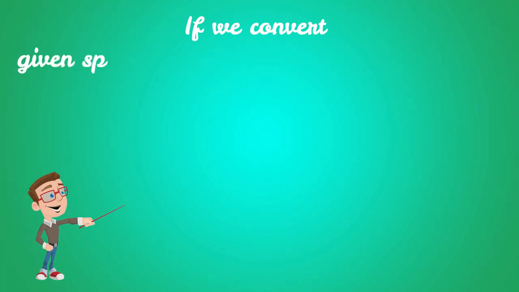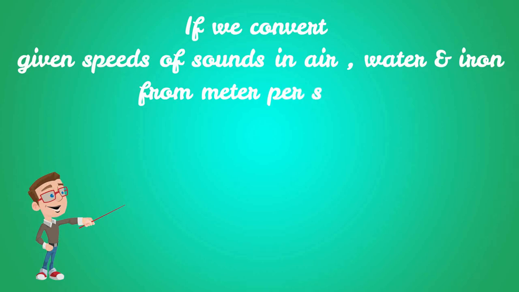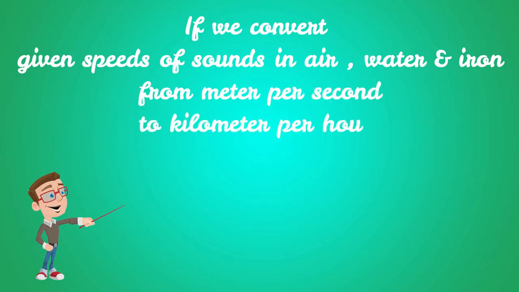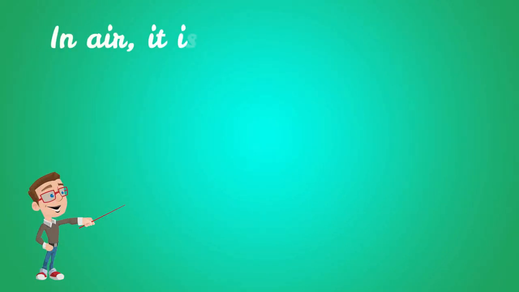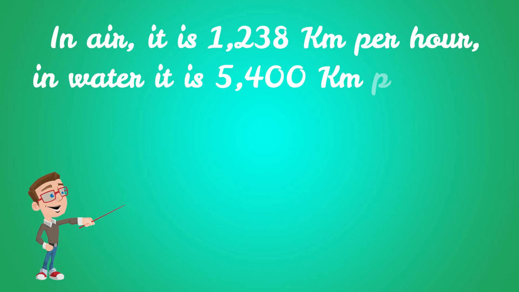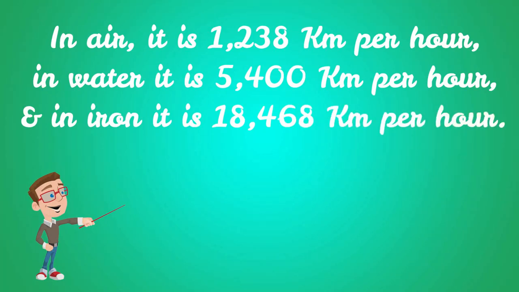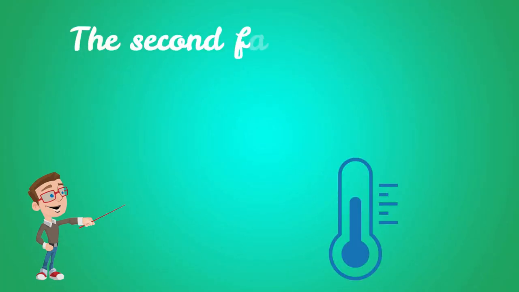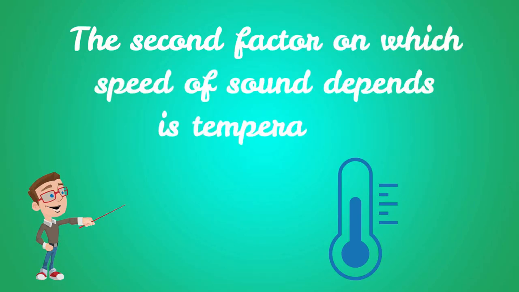If we convert the just given speeds of sound in air, water, and iron from meters per second to kilometers per hour, we will find that the speed of sound in air is 1238 kilometers per hour, while that in water is 5400 kilometers per hour, and the speed of sound in iron is 18468 kilometers per hour. The second factor on which the speed of sound depends is temperature.